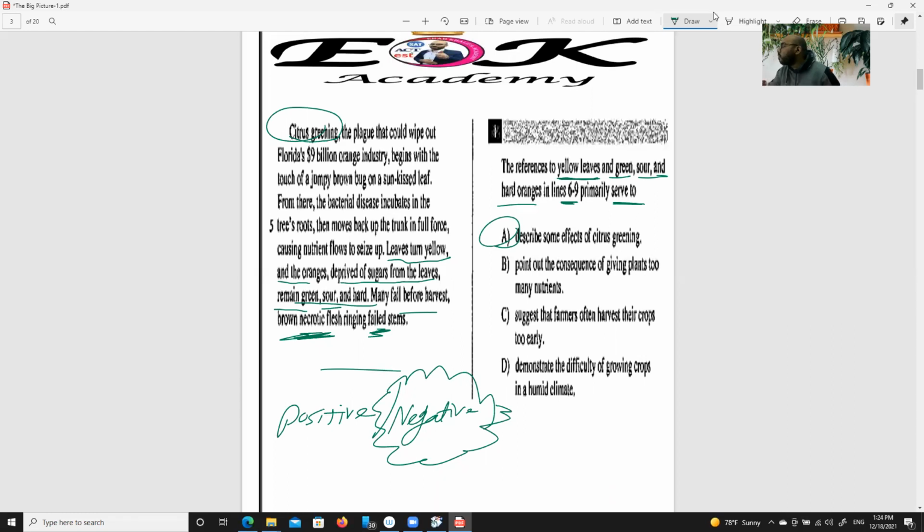Point out the consequence of giving plants too many nutrients. We didn't talk about that at all. We are just talking about the damaging effect of citrus greening, not the damaging effect of giving plants too many nutrients. Suggests that farmers harvest their crops too early. Do we talk about time here? The effect of time? No, not at all. Demonstrate the difficulty of growing crops in a humid climate. That is wrong because it was not the result of the humid climate at all.